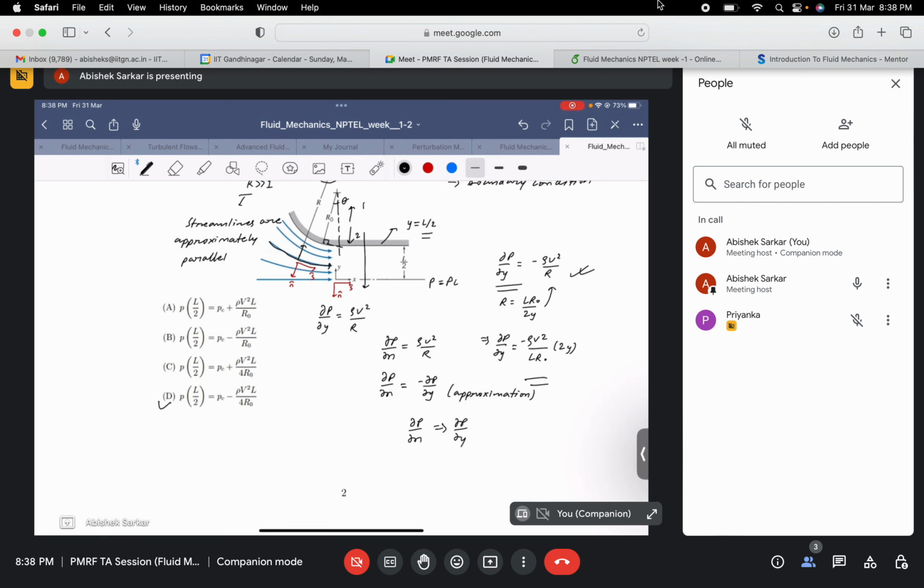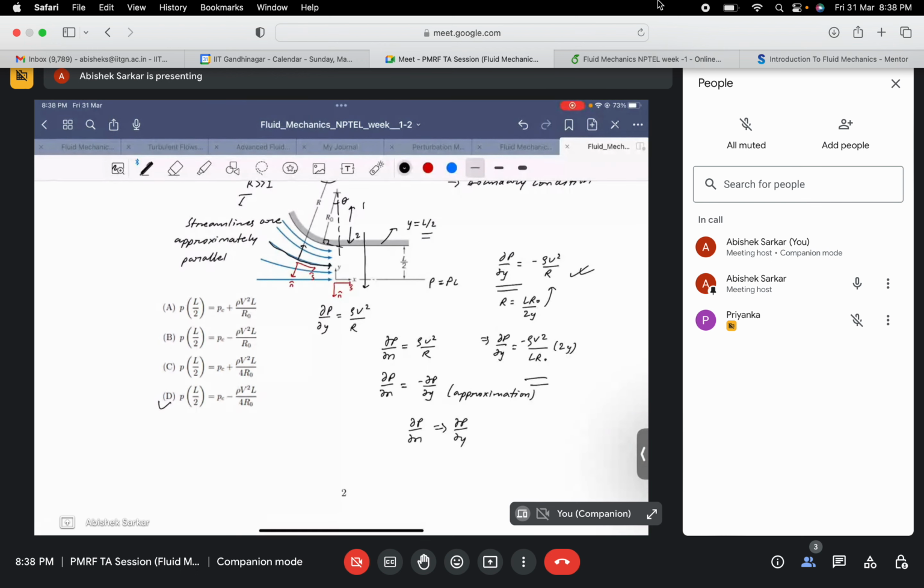But since we are taking the approximation that r is too large and streamlines can ideally be considered parallel, as an approximation we are saying that n varies in the opposite direction to the y coordinate, and that's why we are saying that del p by del n is equal to minus del p by del y. Is it clear up to this point?